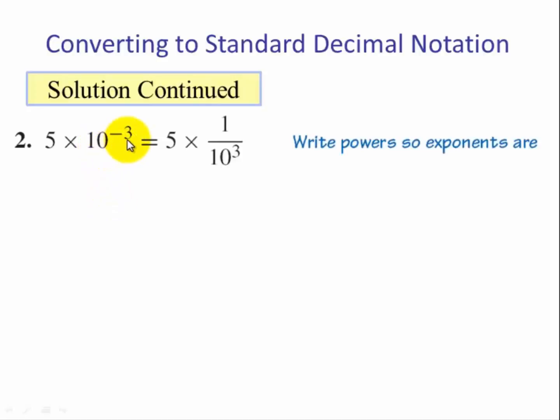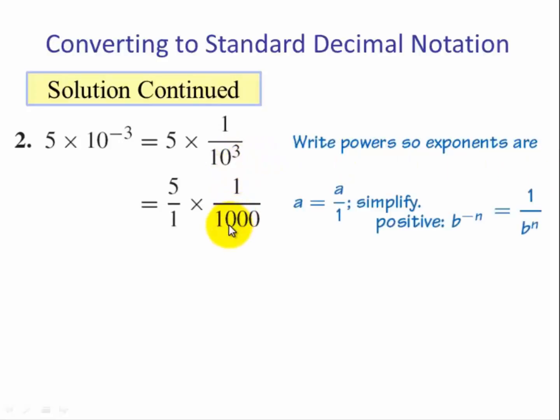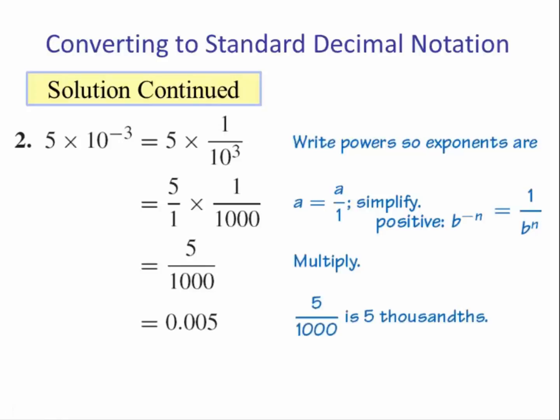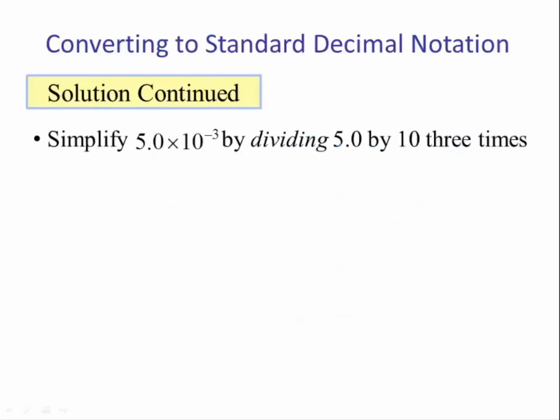Number 2, 5 times 10 to the negative 3. 10 to the negative 3 is equal to 1 over 10 to the third. 10 to the third is 1,000, so this is 5 times 1 over 1,000. To multiply fractions, we take the product of the numerators over the product of the denominators. We get 5 over 1,000, and 5 over 1,000 using a calculator is 0.005.